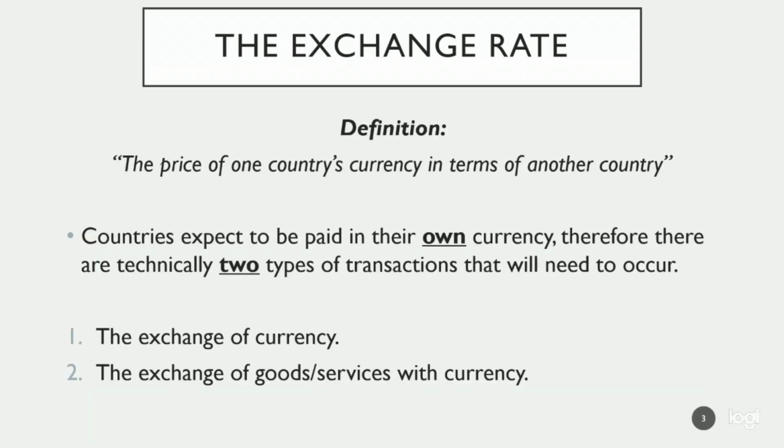So first, the definition of the exchange rate is the price of one country's currency in terms of another. And the reason we use an exchange rate is because countries want to be paid in their own currency. And so if I'm trying to purchase something overseas, they're not going to accept my foreign currency because it has no value to them. So what I'm required to do first is purchase their currency using my own currency. And once I obtain that currency, I can then exchange it for the good or service that I want.